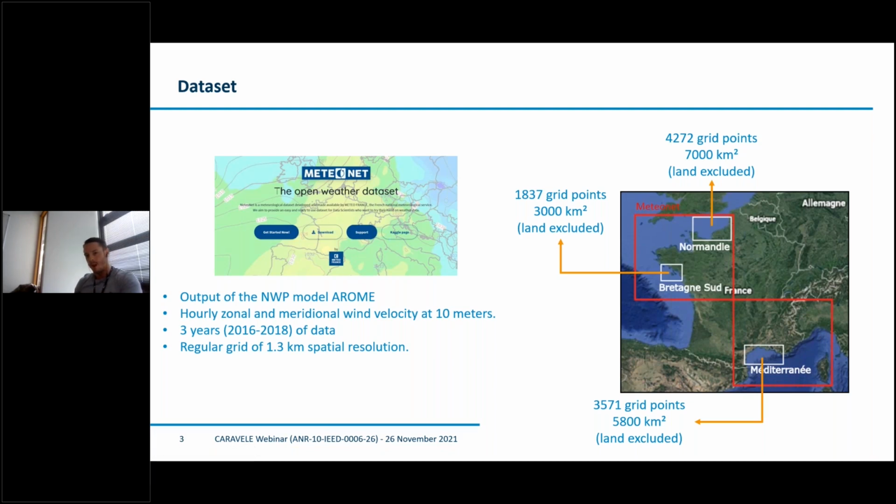From these 2 large areas, we extracted the 3 sub-regions already mentioned. And here I provide the characteristics of each area in terms of number of grid points and surface. These characteristics do not consider grid points at land. We developed the methodology by considering only the grid points at sea.